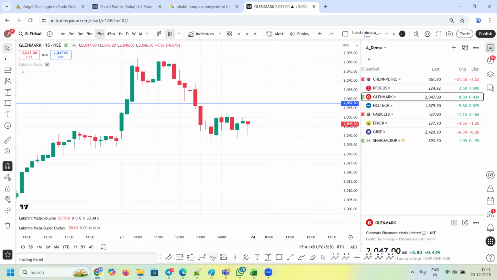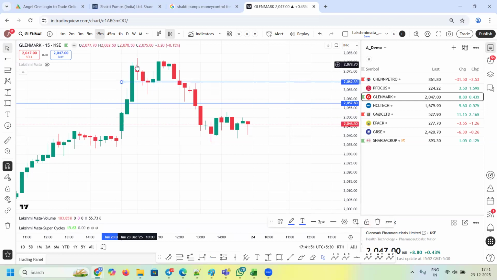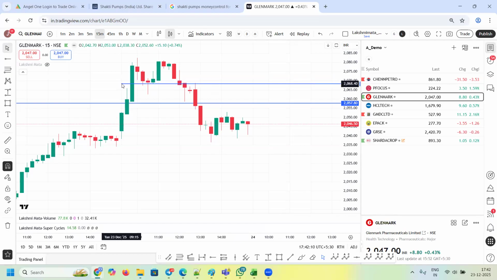See, if you see this, forget about the scope, just how to take entry I am telling. After a good move up, if it is crossing this line and is closing below this, what is the closing? 2067, correct? This price. And what is the highest point? 2075. So it is closed here. So I will enter here, 2067, this place. Got it?